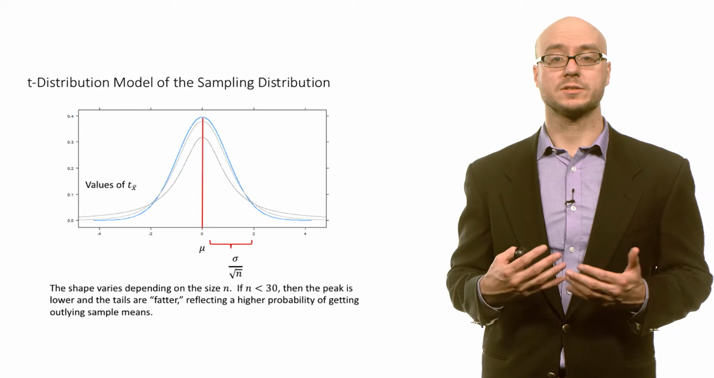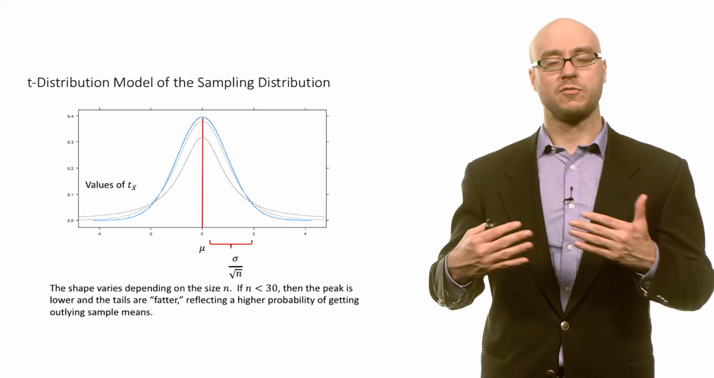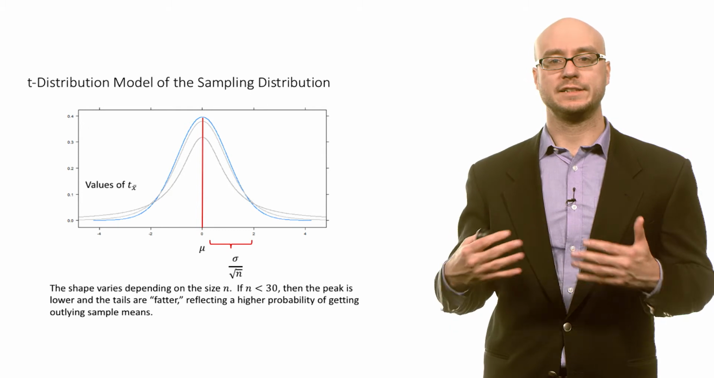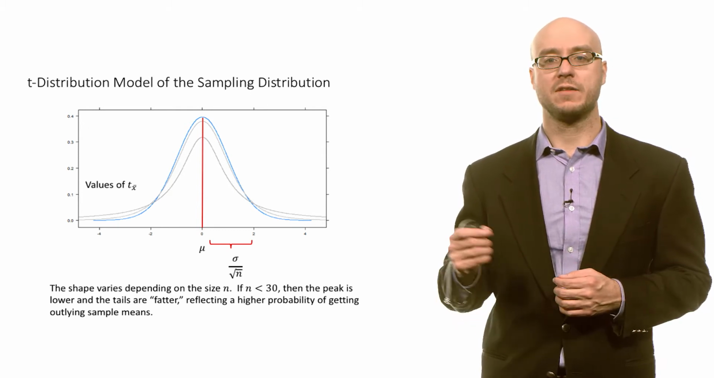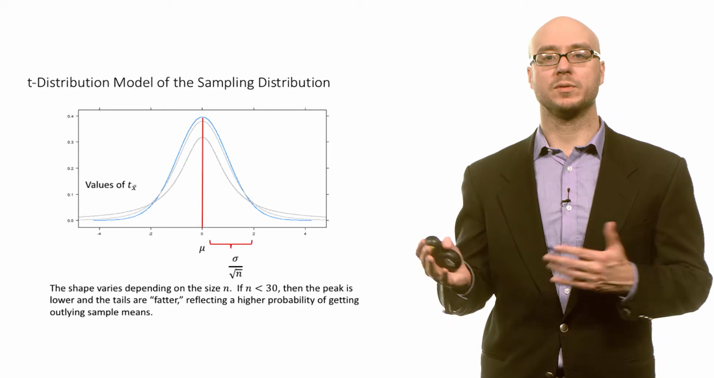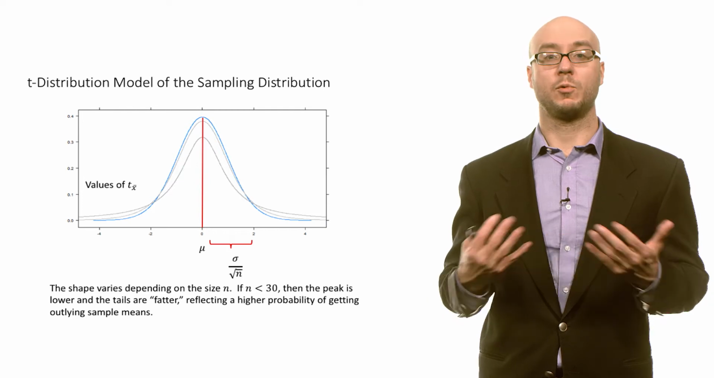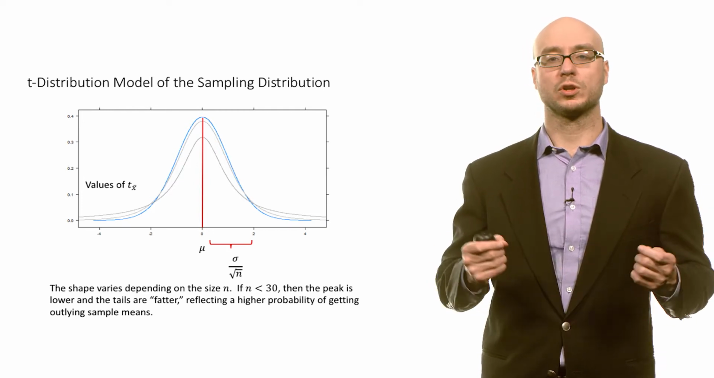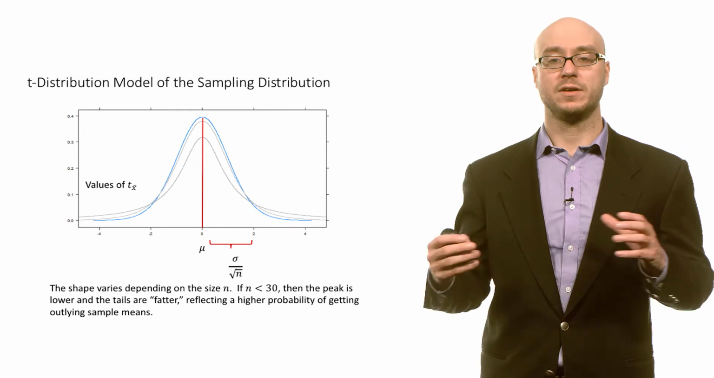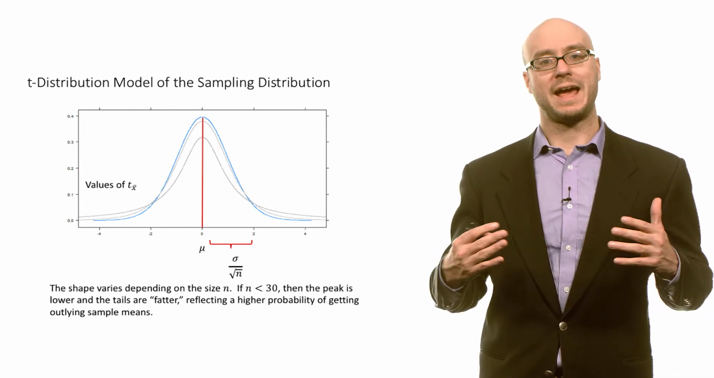In general, with a smaller sample size, you're going to have greater uncertainty. You're more likely just through random chance to have an extreme sample mean above or below that population mean. And so the peak of the distribution lowers, and the tails are what we call fatter. They're a little bit larger. So you're more likely with the t-distribution, as a model of the sampling distribution, to have extreme sample means above or below. And this just reflects the fact that realistically, with a smaller sample size, the sampling distribution will look more like the t-distribution than it does the standard normal distribution.